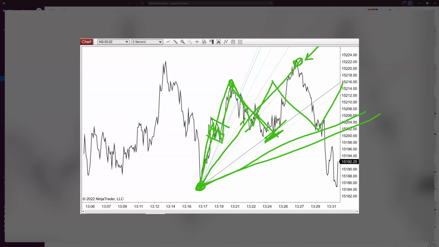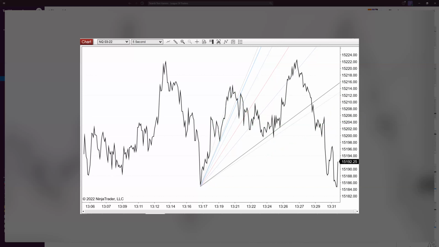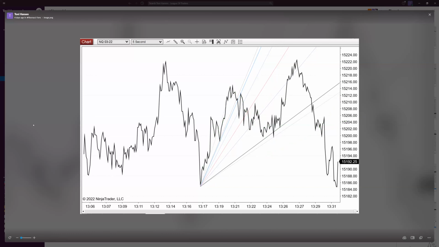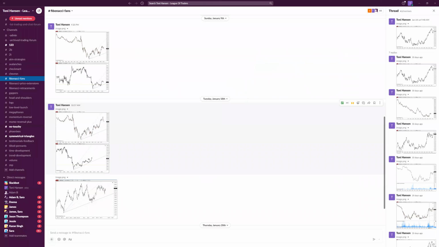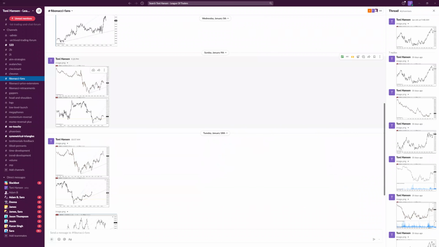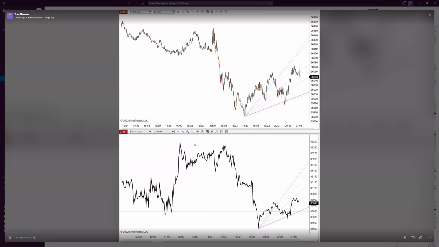Let me go back and show you some more that are a more standard application for Fibonacci fans here. And then I'll show you some more of the variations as well. So here's another example.